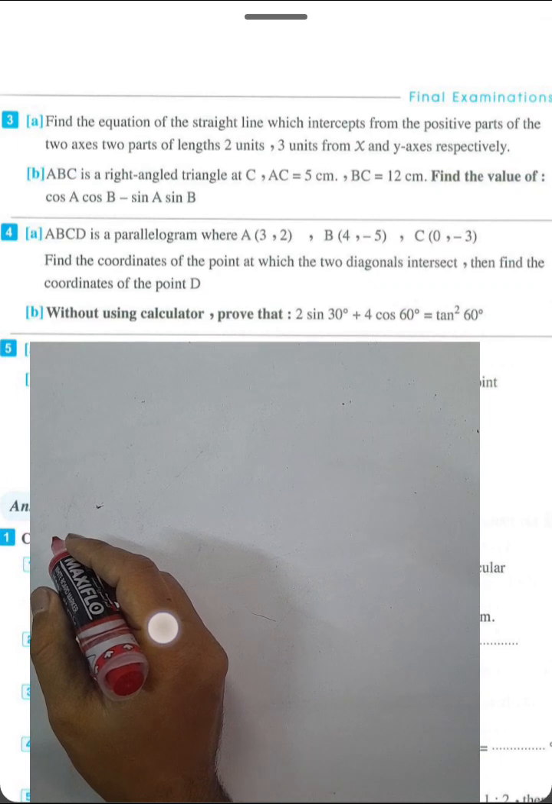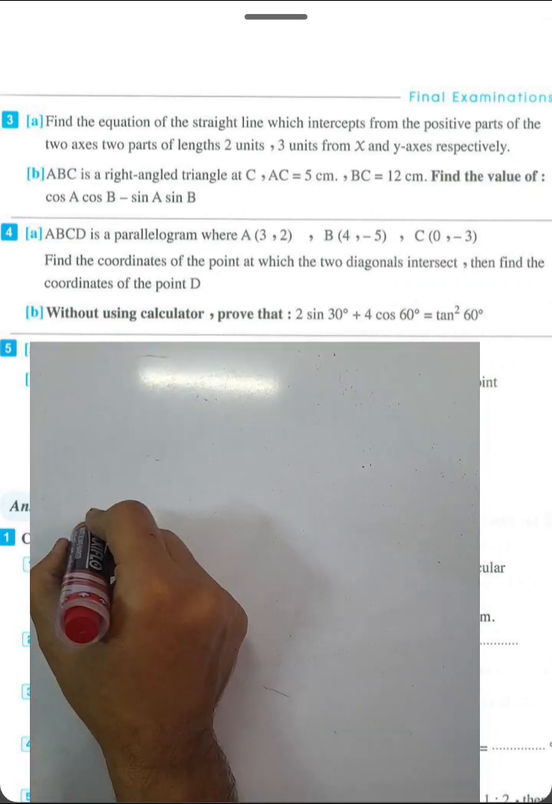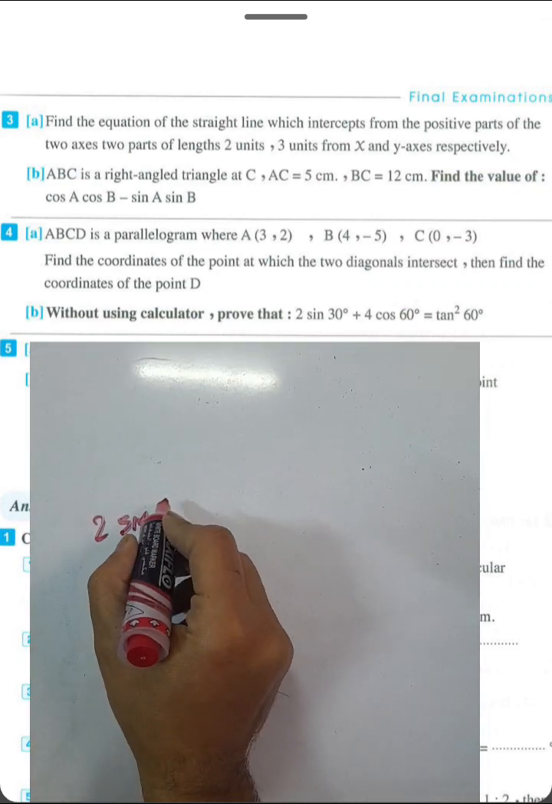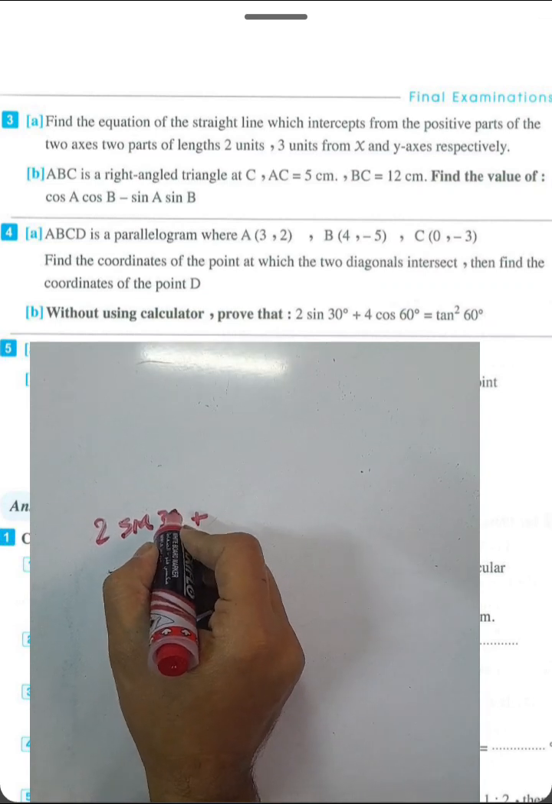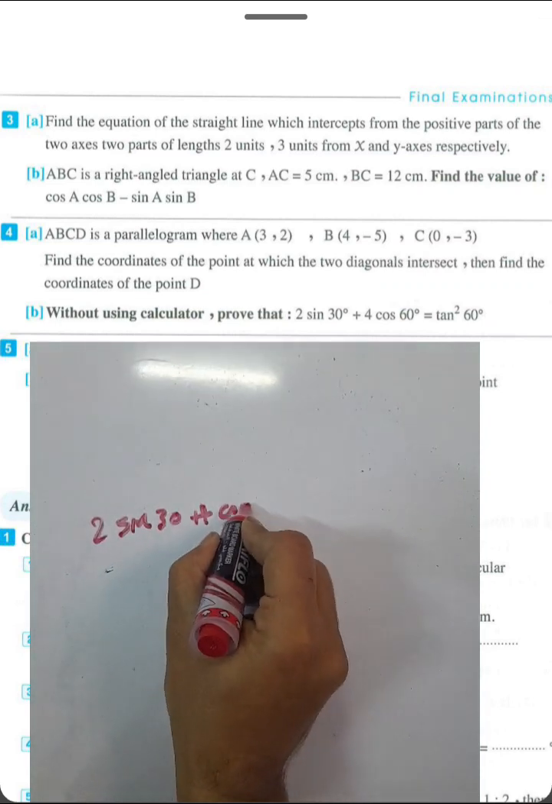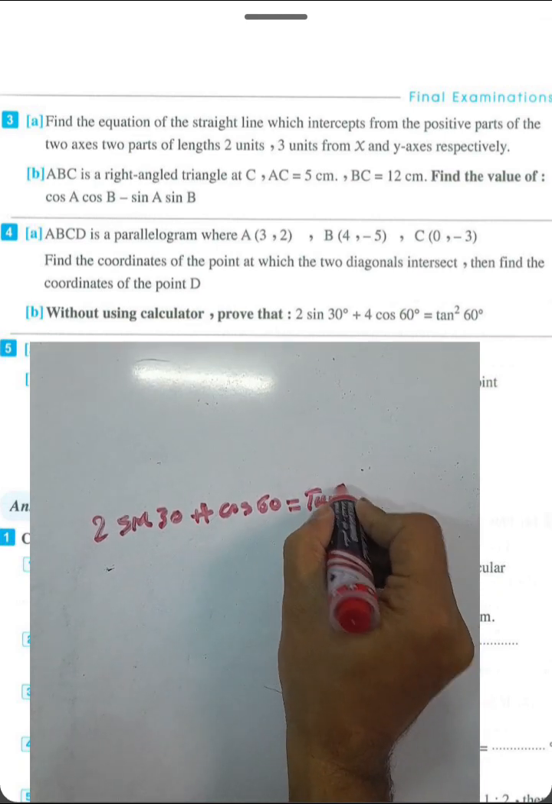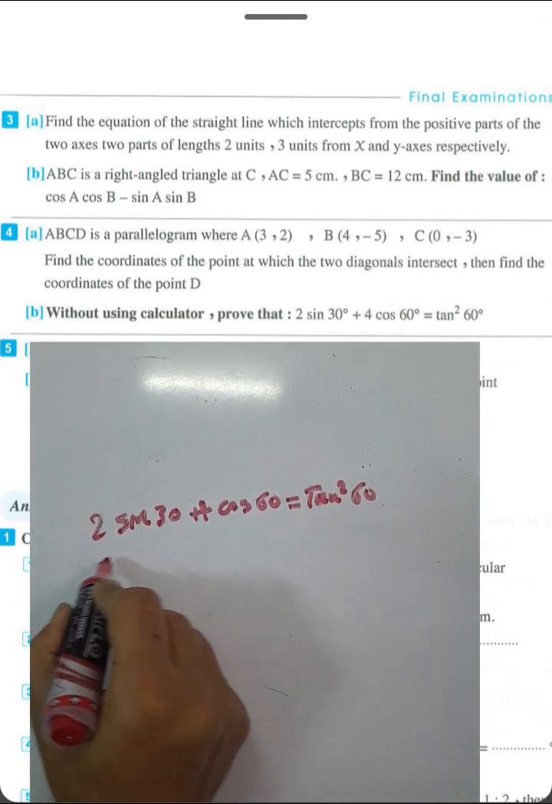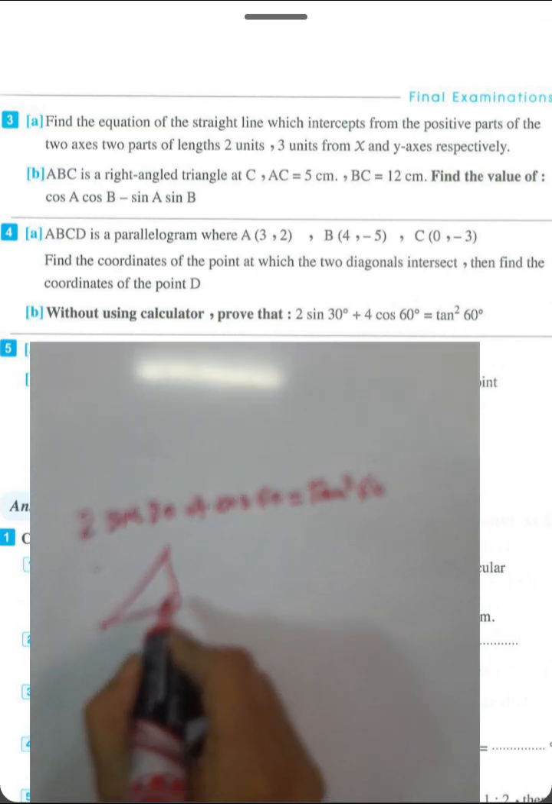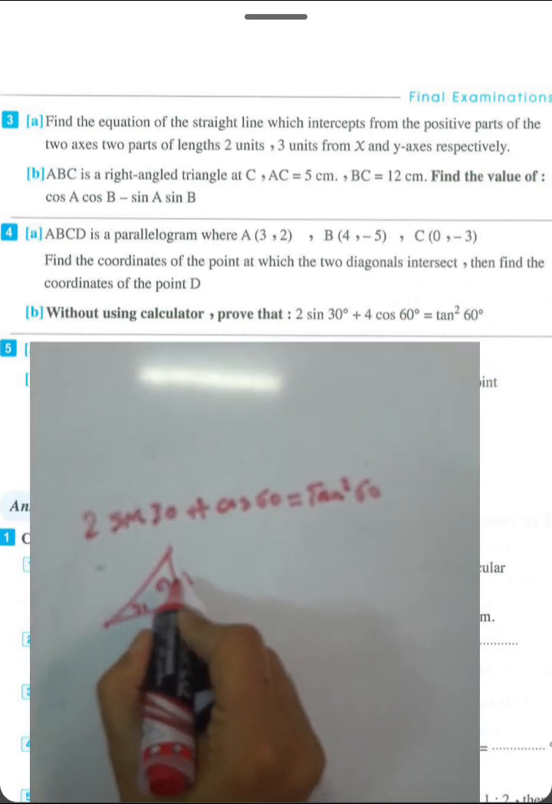Letter B. Without using a calculator, find the result of 2 sin 30 plus 4 cos 60 equals 10 sin squared 60. We can draw a right-angle triangle here: 30 and 60, with sides 1, 2 and root 3.